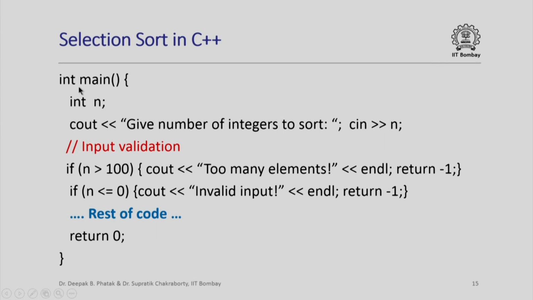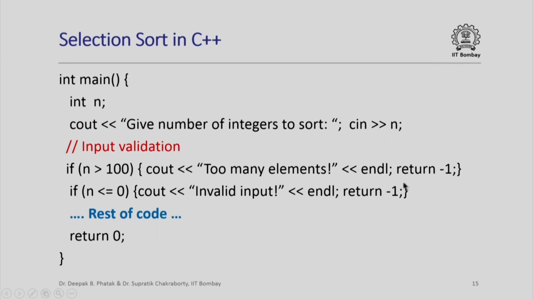We have the main function here, and in the main function I have this integer variable n, which I am using to store the number of integers that the user wants us to sort. So I ask for the number of integers, read its value in n, and let us say that in this program we are going to sort only an array of up to 100 integers. So if the number of integers to sort is greater than 100 or less than or equal to 0, I output an appropriate error message and then I return minus 1.